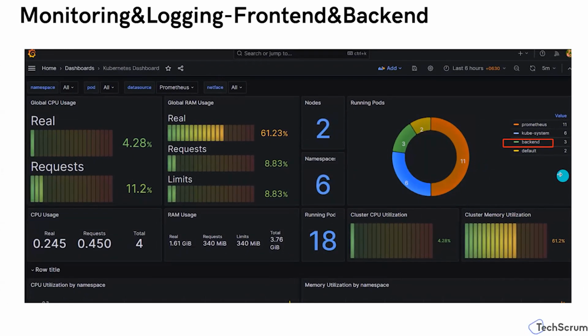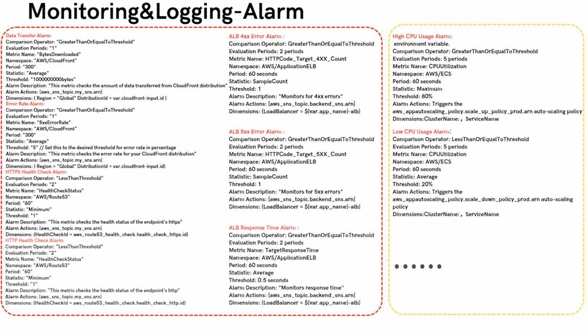The last part is the alarm part, which is part of the alarm configuration. Most alarms will eventually be sent to the corresponding person in charge via SNS. There are also some, such as CPU-related alarms and memory-related alarms. After reaching the threshold, they will trigger corresponding expansion and reduction policies to ensure reasonable allocation of system resources. Next page.